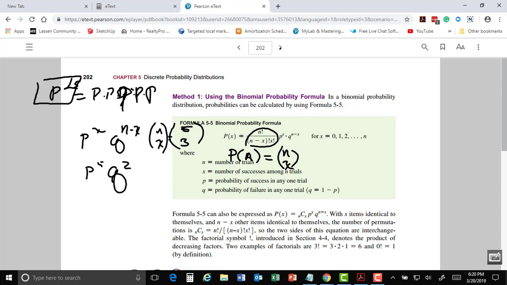Yes? And you got over here 2 copies of Q, correct? Yes? Okay, now look what this can be written as. I'm writing it as P times P times P times P times Q times Q. Do you see that? That's exactly what this means, right?